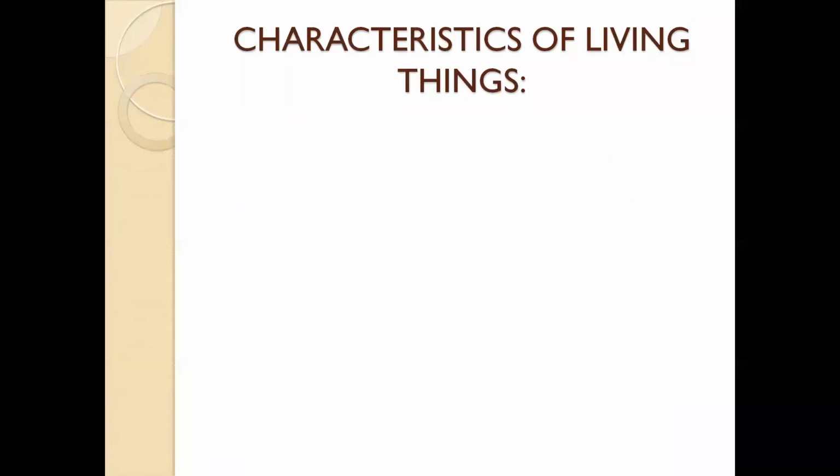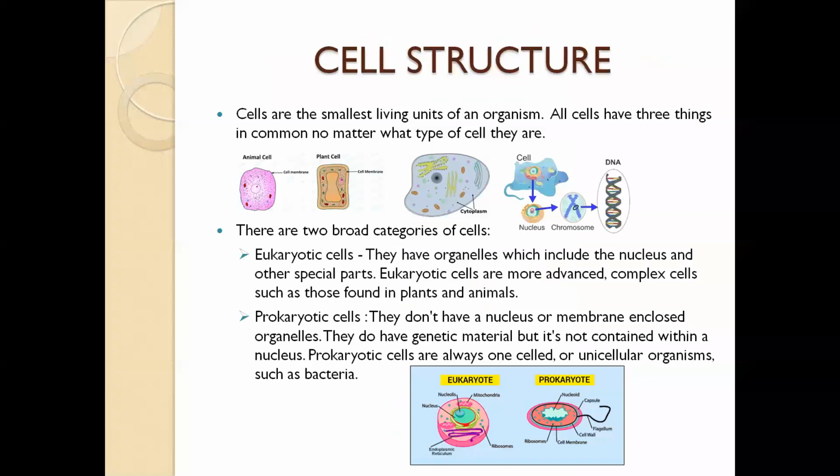Okay, so that's it for our characteristics of living things. Now let's go on to our cell structure. So as we all know, cells are the smallest living units of an organism. All cells, no matter what type of cell, they have three things in common. So that is the cell membrane and cytoplasm and the DNA or the genetic material.